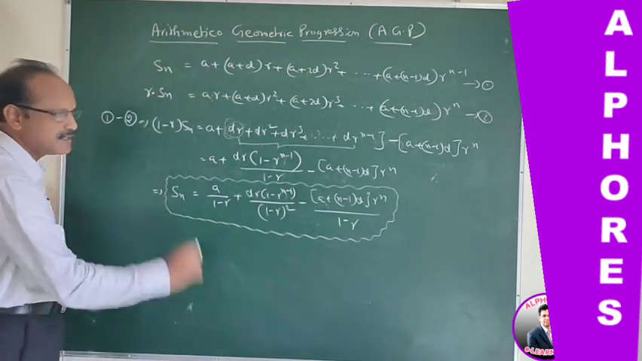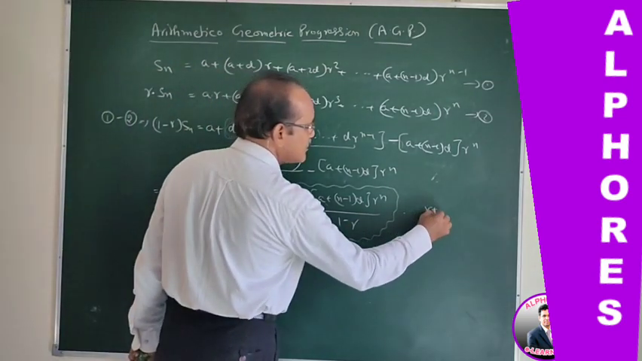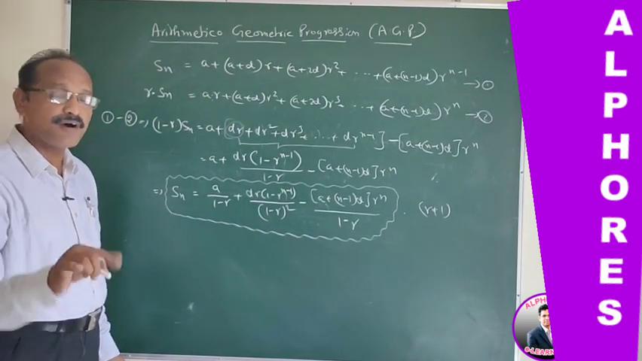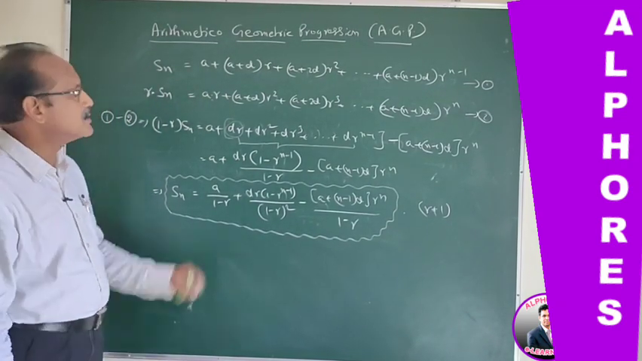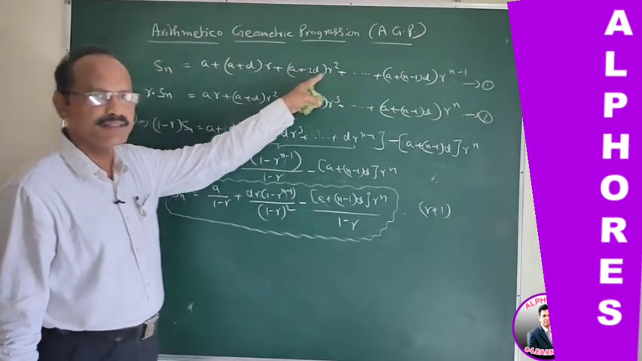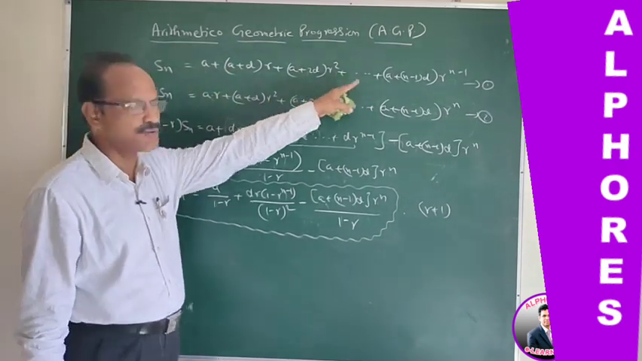Sum to n terms of AGP series. This formula holds only when R is not equal to 1. Okay. If R equal to 1, then what happens? If R is equal to 1, then the series becomes AP series. Then the series becomes AP series: A plus D plus A plus D plus so on.